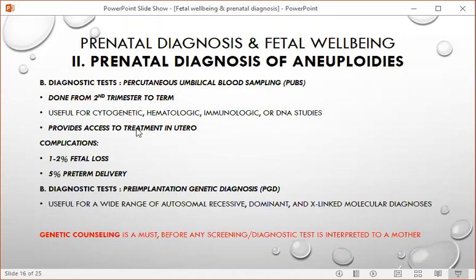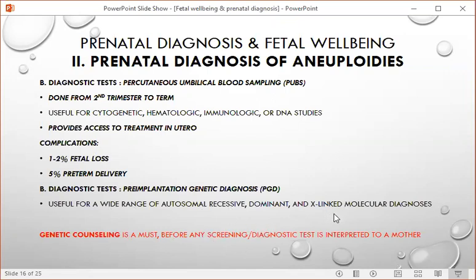It also provides access to treatment if the child requires in utero treatment. Complications include 1 to 2% fetal loss, and 5% of patients will go into preterm delivery. The last is pre-implantation genetic diagnosis, called PGD. It is useful for a wide range of autosomal recessive, dominant, and X-linked molecular diagnoses.